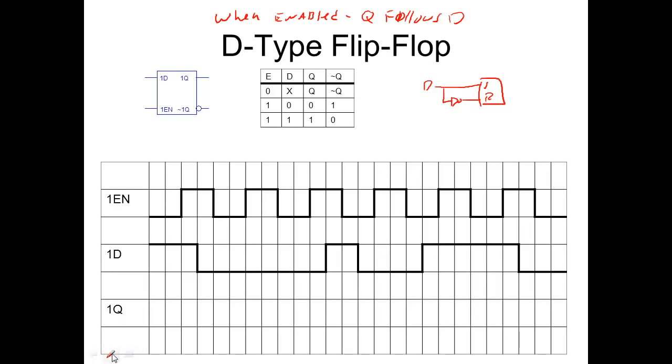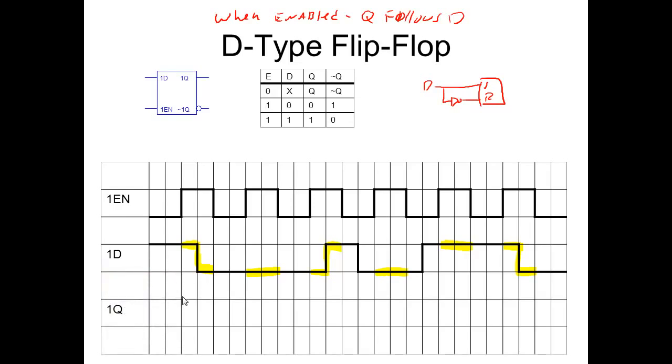So let me pick a highlighter up so we can figure out when we're enabled. Well, we're enabled during this part right here. We're enabled during this part. We're enabled right here. We're enabled right here. We're enabled right here. And we're enabled right here. So any changes that happen while we're enabled, we're going to see. If it doesn't happen during those parts, we won't see it.